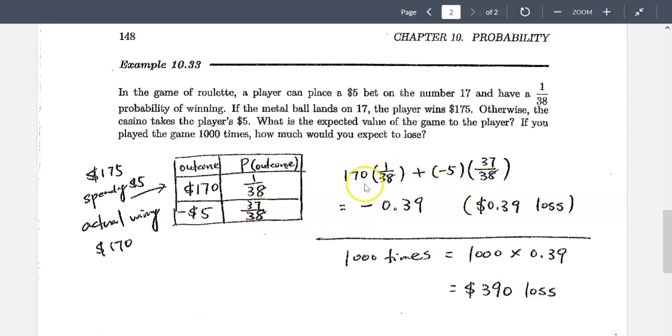You multiply each outcome by its probability and sum all of them, then you get the expected value. So every time you play this, you expect to lose, because it's a negative, 39 cents. Now if you play 1,000 times, it's simply 1,000 times 39 cents. So you expect to lose $390.